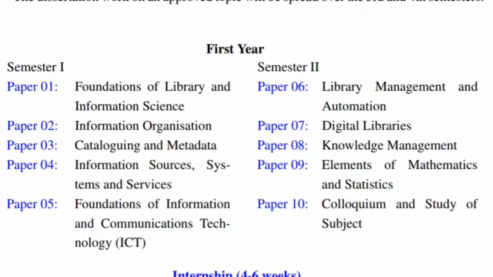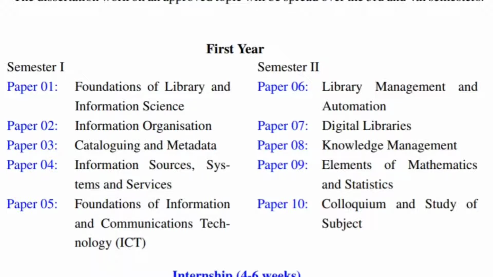So in the first semester there is a paper, Foundations of Library and Information Science, which is pretty obvious that you will be introduced to the basics and fundamentals of library and information science, mostly the history of libraries, and you will learn about some of the great libraries and how the information was stored in those times.